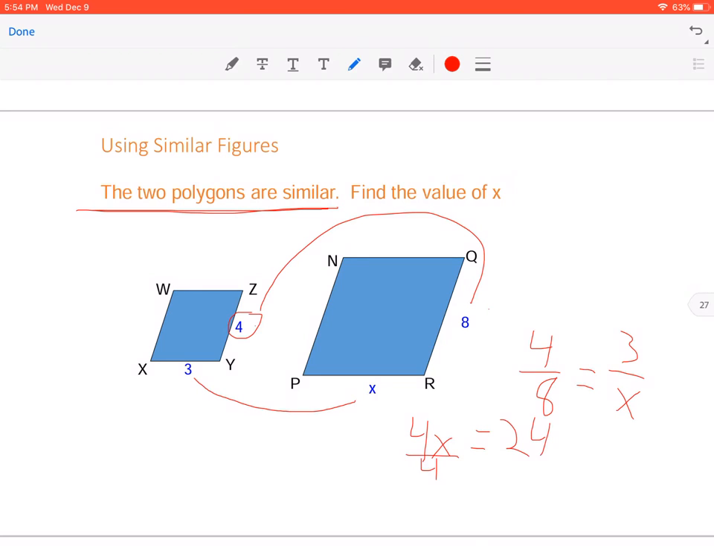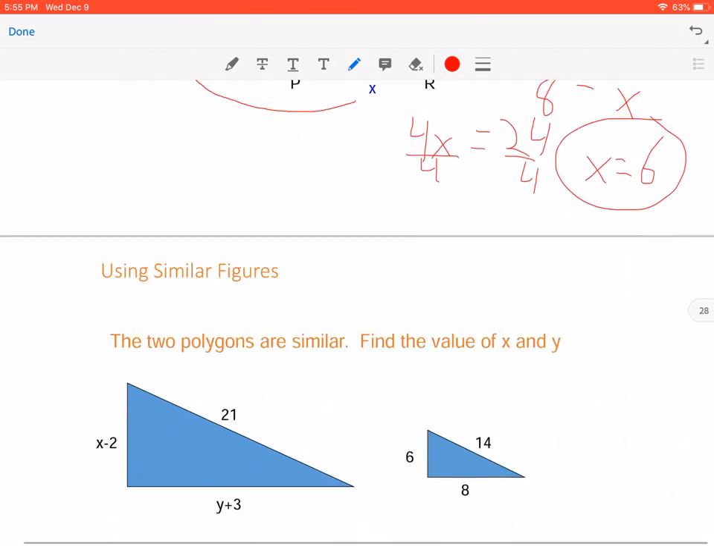What's 24 divided by 4? X is equal to 6. Isn't that what we said it would be from the very beginning? Yes, so that one works. And again, if you can see it, don't do the proportion. If you can tell just by looking at it right away, just figure it out that way. If not, set up the proportion. The proportion will always work.